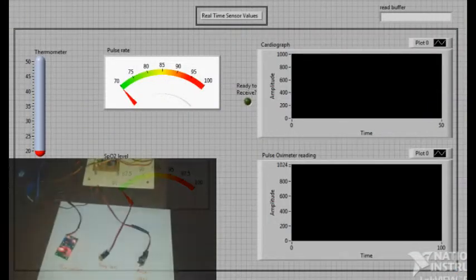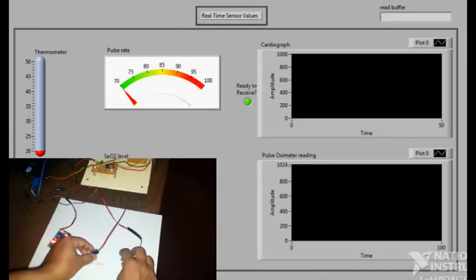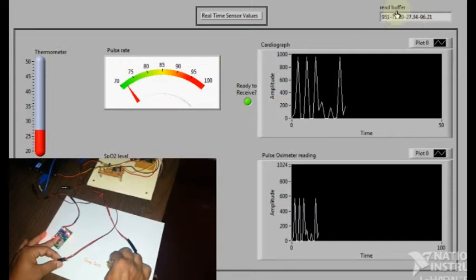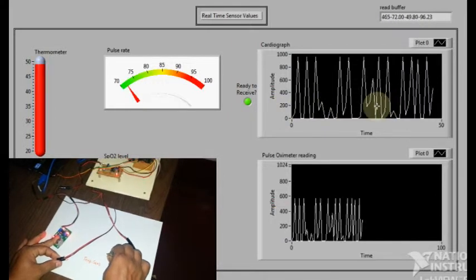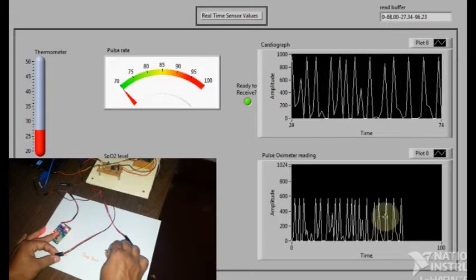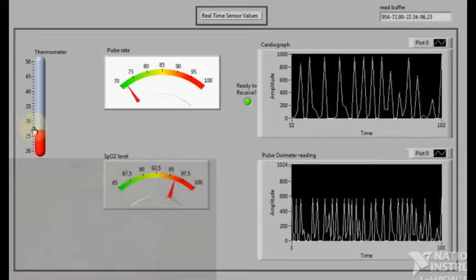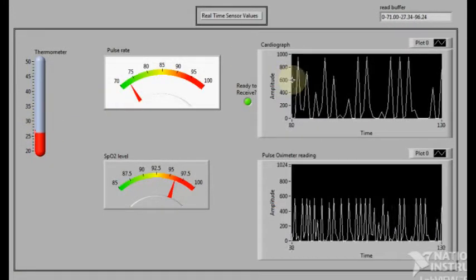Moving on to the maintenance phase, LabVIEW ensures that the sensor probes are connected by signaling using an LED. LabVIEW continuously receives the sensor values from the microcontroller and displays the parameters after calculating them. The body temperature is measured using the LM35, which is a linear centigrade sensor.